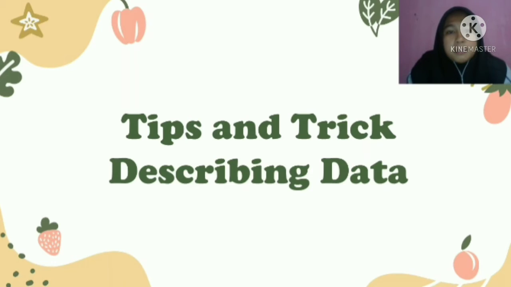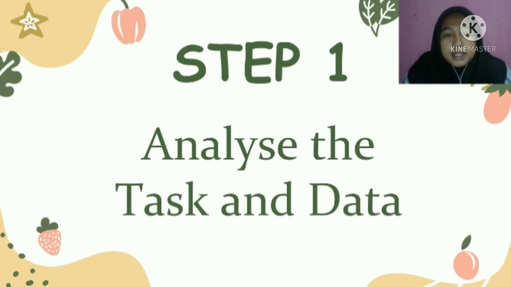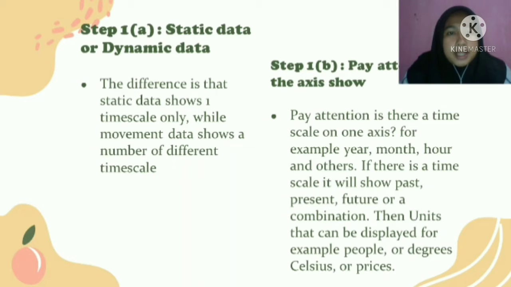Okay, I will explain about tips and tricks for describing data. Step 1. Analyze the task and data. Step 1.A. Static data or dynamic data. The difference is that static data show one time scale only, while movement data show a number of different time scales. Step 1.B. Pay attention to the axis shown.